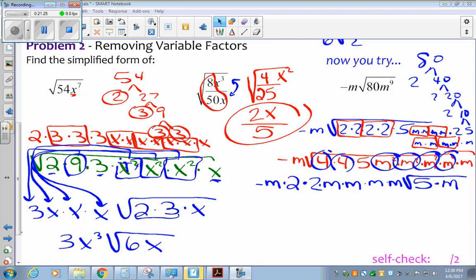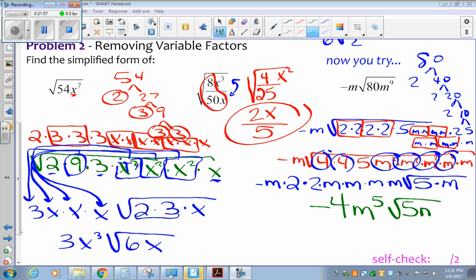Now I have to combine all my m's and my numbers together. What is negative 2 times 2? Negative 4, because it already had a negative to begin with, so that negative just stays in the front. What is m times m times m times m times m? There's 5 of them. So it's negative 4, m to the 5th, and the square root of 5m, with the 5 and m stuck in their square root prison.